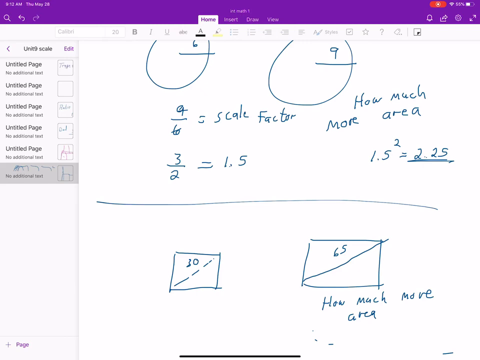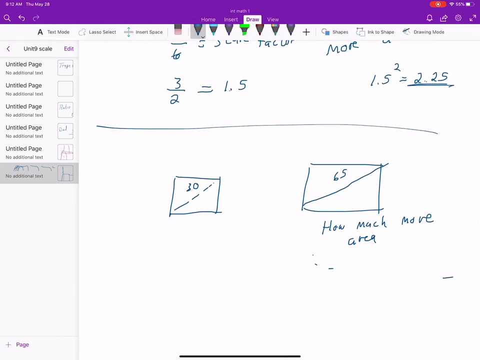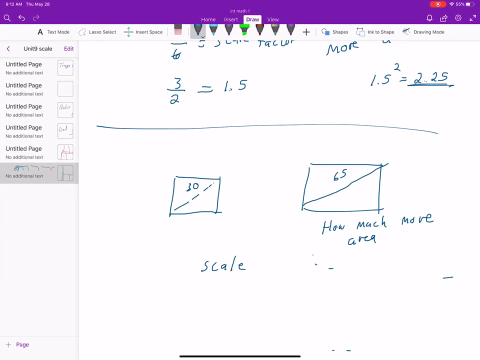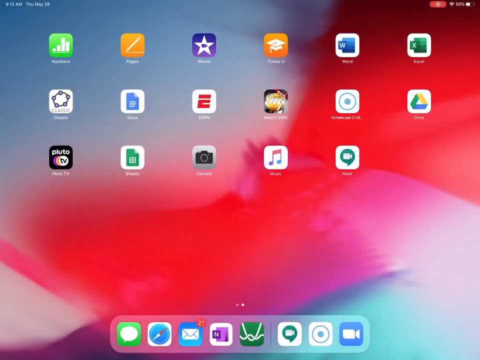Well, we can do that. But first, before we do it, we've got to find the scale factor. Got to find that first. So scale factor is equal to 65 divided by 30. 65 is bigger, so it's going to go on top, because I want to know how much more. So I'm going to start with the bigger number first.